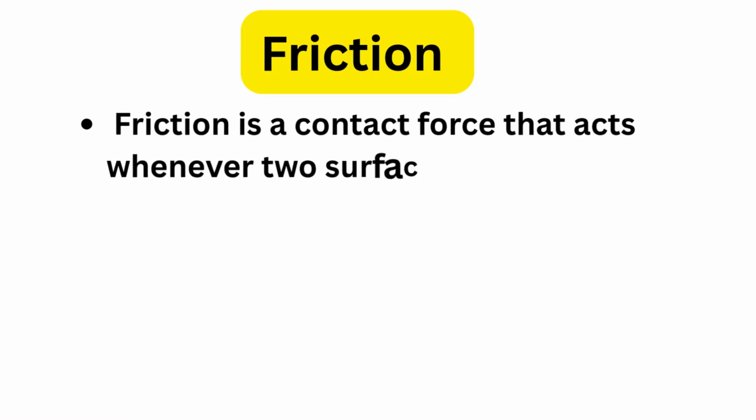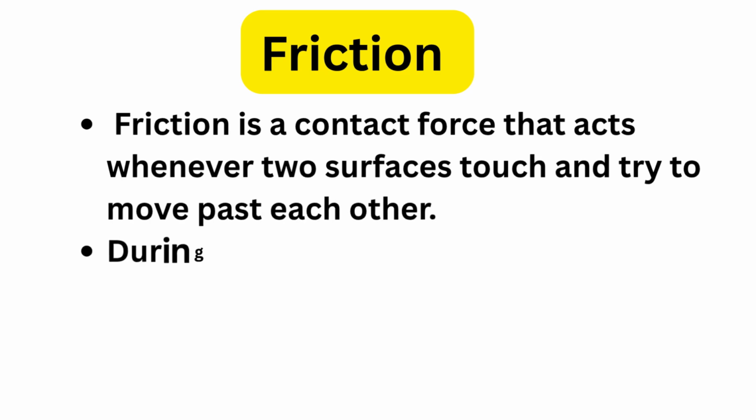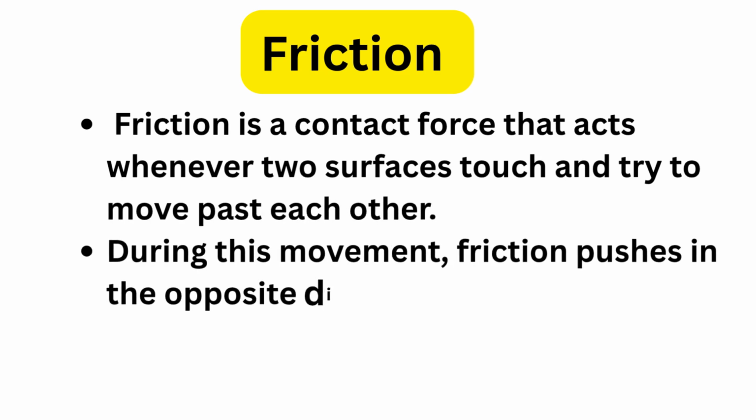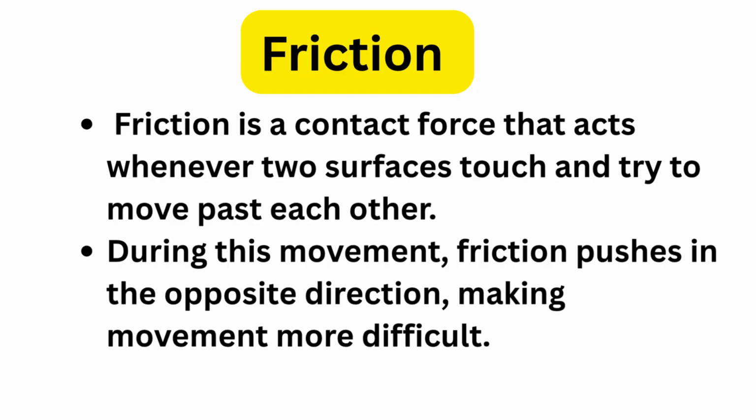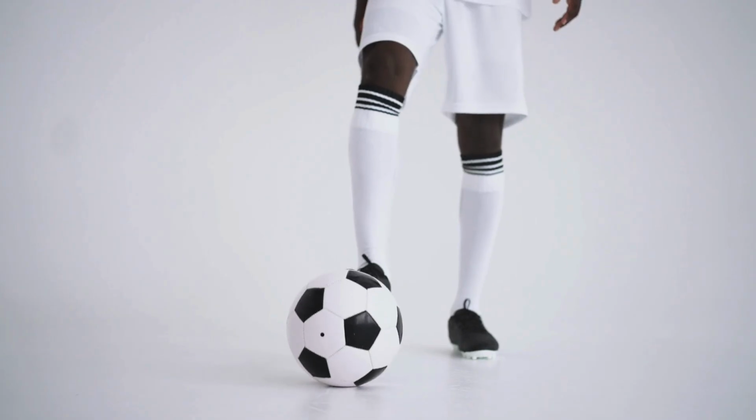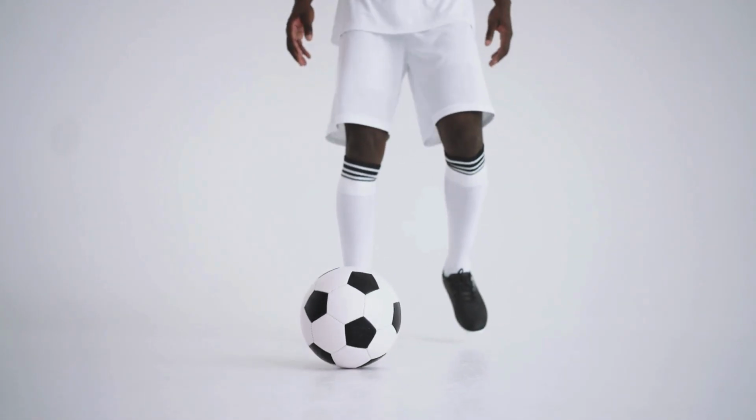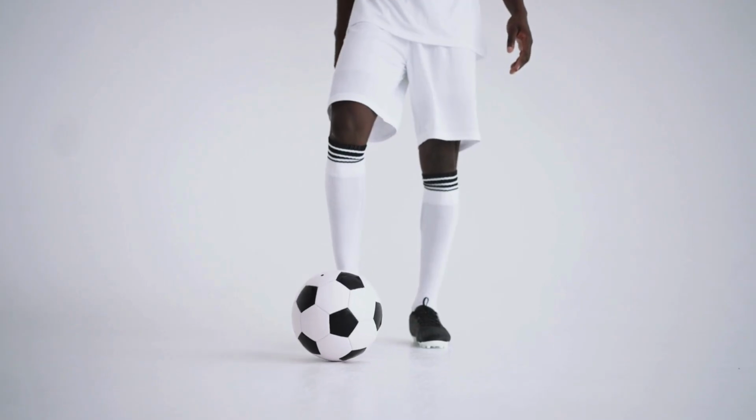Friction is a contact force that acts whenever two surfaces touch and try to move past each other. During this movement, friction pushes in the opposite direction, making movement more difficult. Let's see it in action. Place a football on the floor and give it a gentle push. The ball begins to roll, but after a few seconds, it slows down and eventually stops.